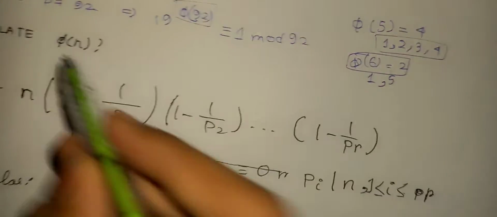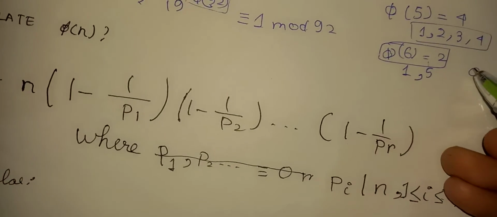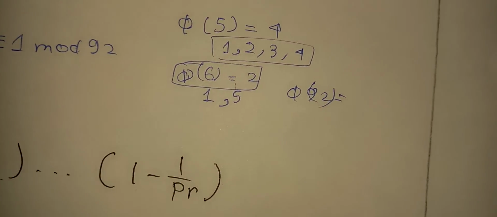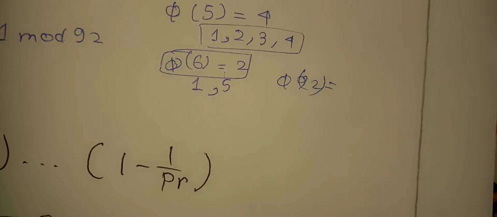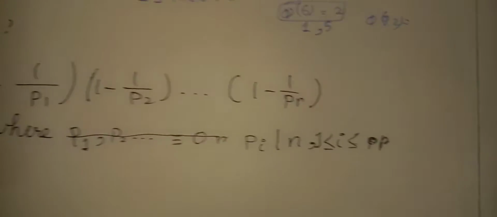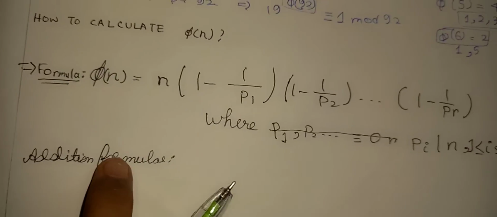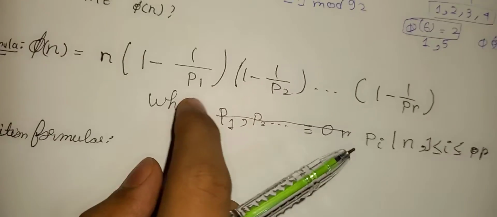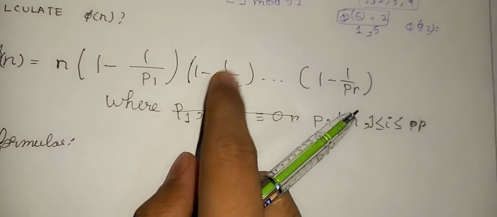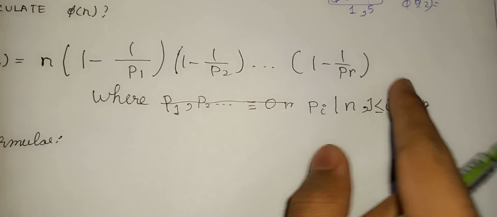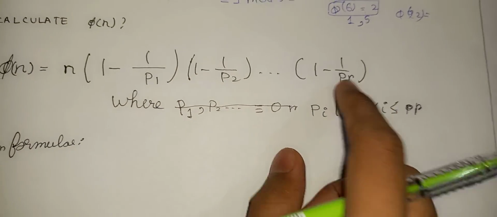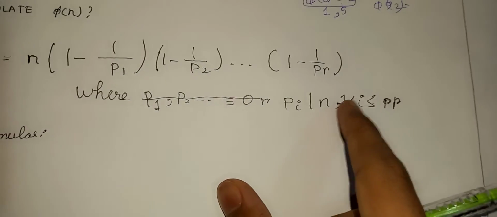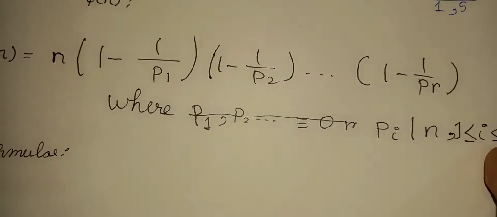Now how do we calculate this value, especially for 92? We cannot simply find the totient of 92 by counting because it is getting huge, so we have to find some formula. We will use: totient of n is equal to n times (1 minus 1 by prime 1) times (1 minus 1 by prime 2) till (1 minus 1 by prime r), where the primes p_i divide n.